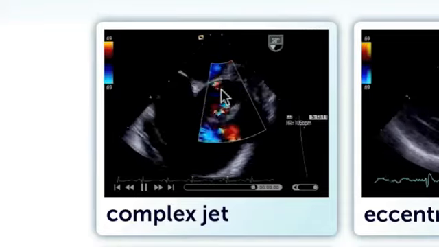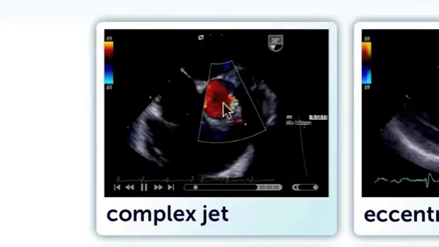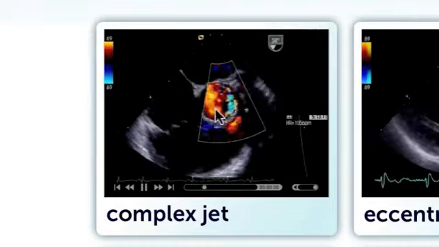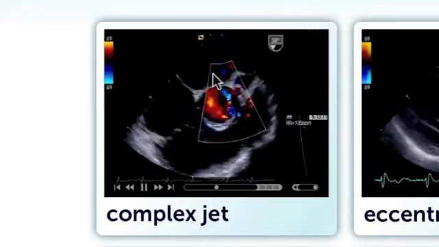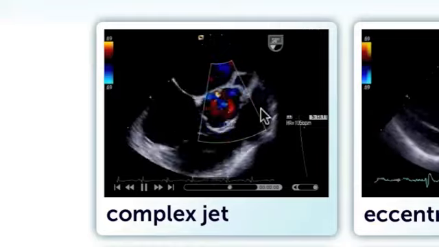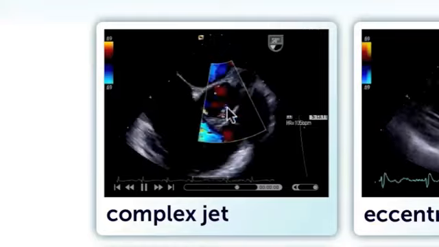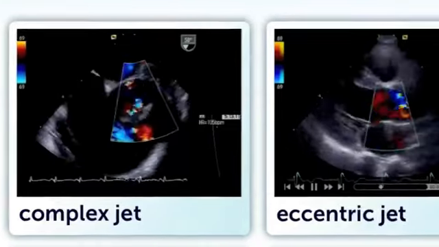The origin of the jet is all along the commissure line of this bicuspid valve, and so it does make a difference if you cut the image or cut the aortic valve in this direction or this direction. You will probably underestimate regurgitation in this direction and overestimate the jet if you cut it just along the line of closure.